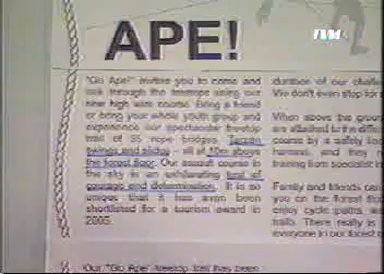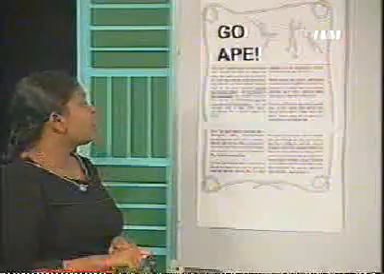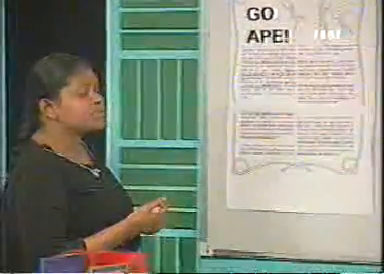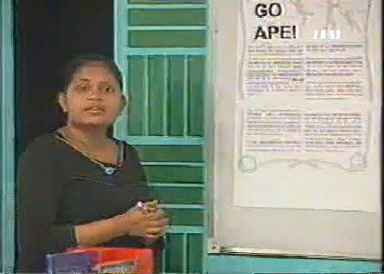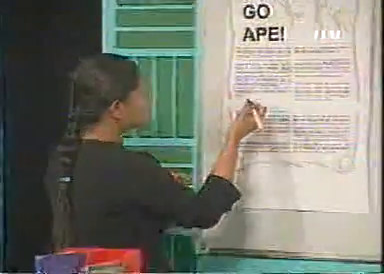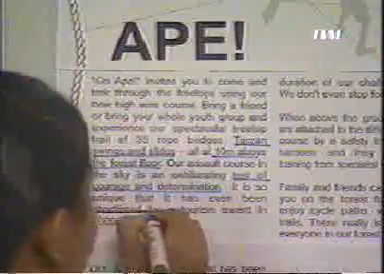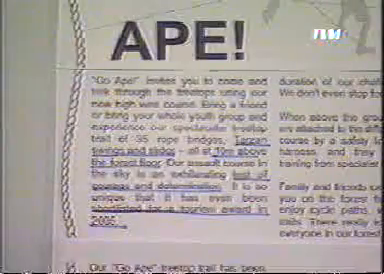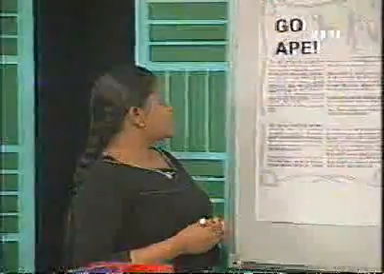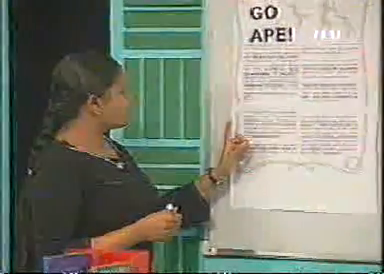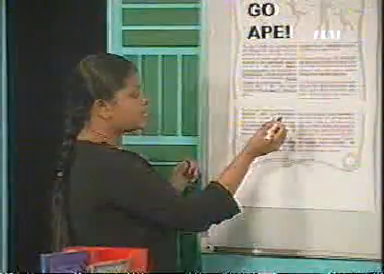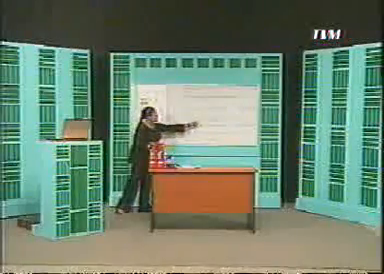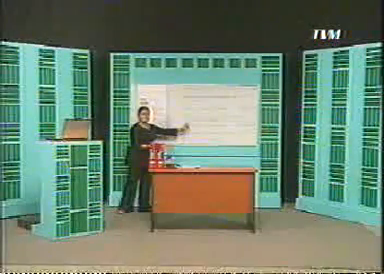It is so unique that it has even been shortlisted for a tourism award in 2005. So in the third question we were asked why is it so highly regarded, isn't it? So this could be one thing because it has been shortlisted for tourism award in 2005. Right? Our Go App Treetop Trail has been designed with environmental protection in mind. So, here environmental protection comes, isn't it? In the question it says they mention two things and they want you to mention the third one, isn't it?